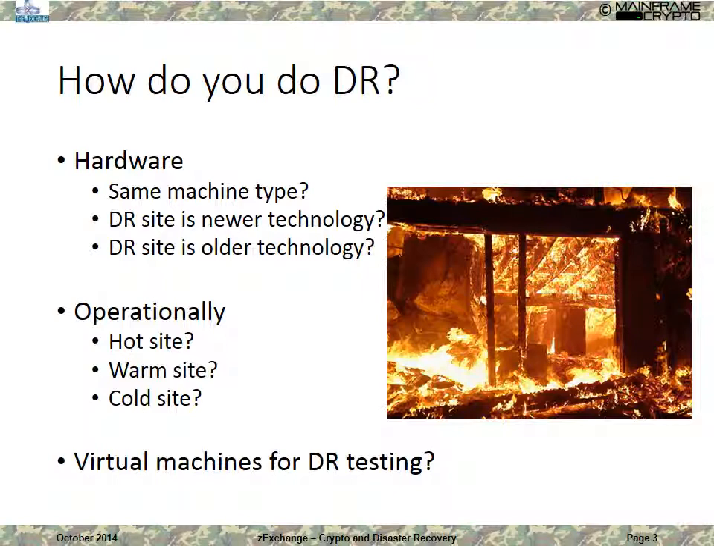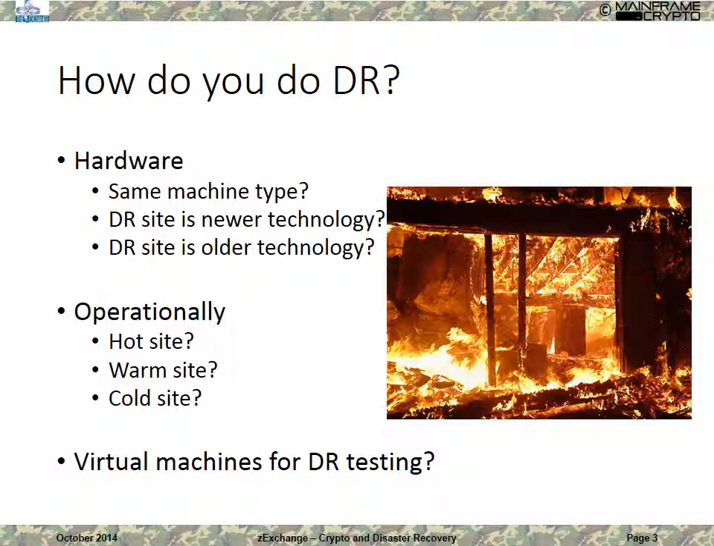The DR site could have newer technology than you have in production. Maybe if you go to a business partner to provide the DR platform, you might be running a Z196, fairly current technology, but they may have zEC12s installed at the DR site. So you're going to go to newer, faster, smarter technology at the DR site. And there's some considerations if you do that. Or on the other hand, you might have older technology at the DR site.